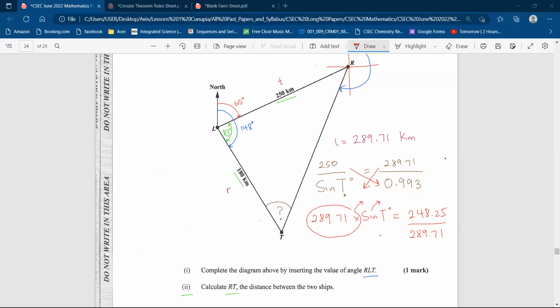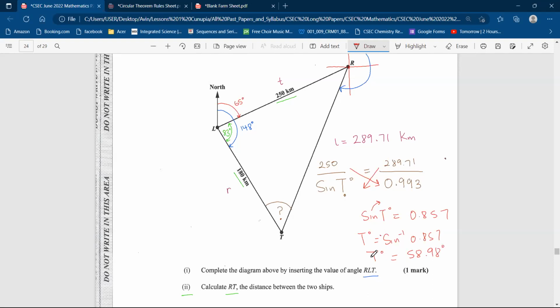Right, so when I divide these two items here, this is what I am getting to three decimal places: 0.857. And now I have to sine inverse that. So when I sine inverse 0.857 to get angle T, I am getting this angle, 58.98 degrees.